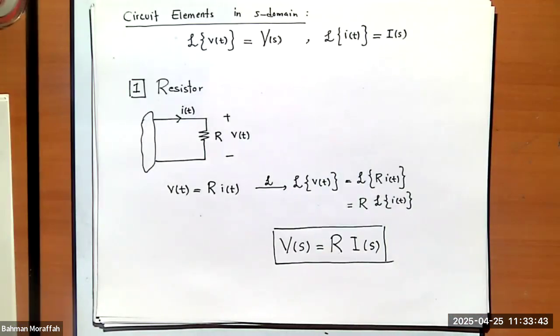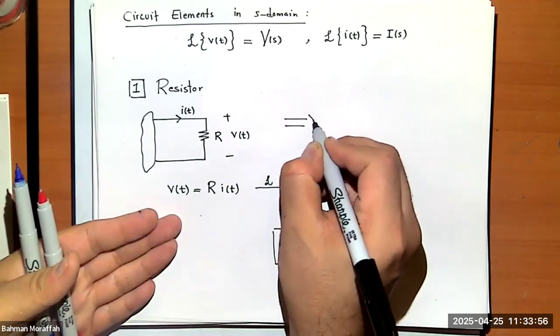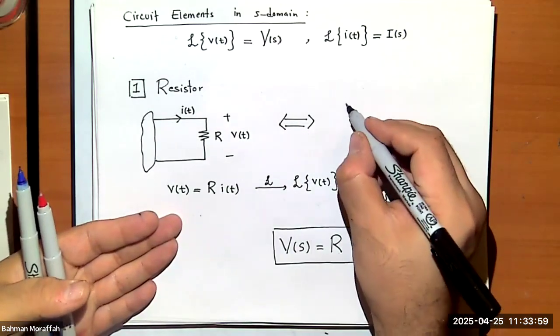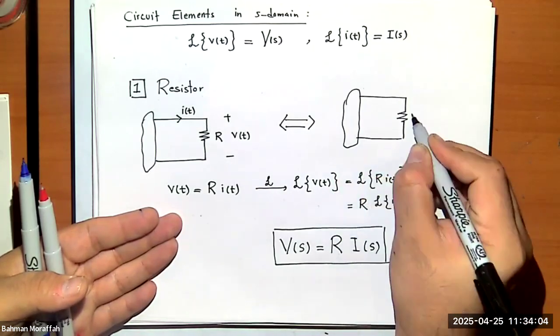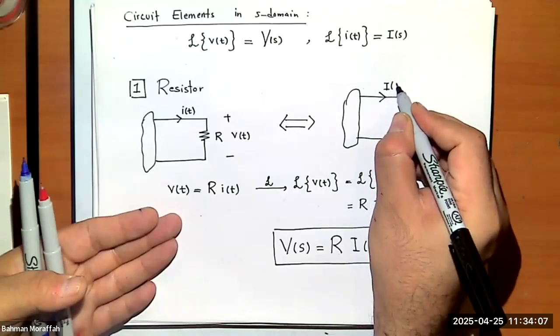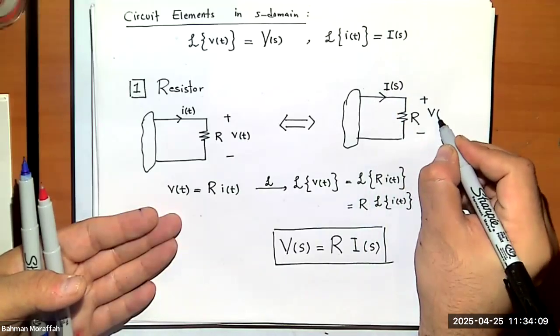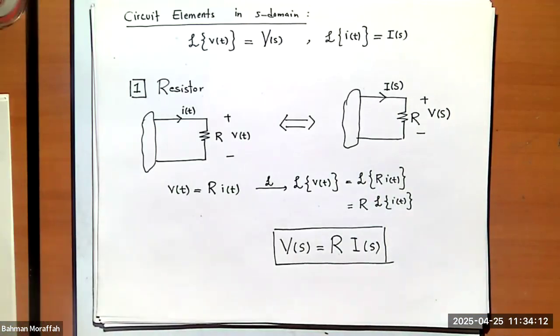What does that tell me? If I go from the time domain to the S domain, the value of R does not change at all. I can basically just write it as its equivalent. So if I go to the S domain, I'm going to have a circuit like this with value R. This time the current through it is I of S and the voltage across it is V of S. So far, life is good. It matches exactly the frequency version that we had.